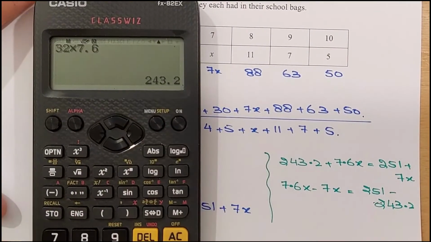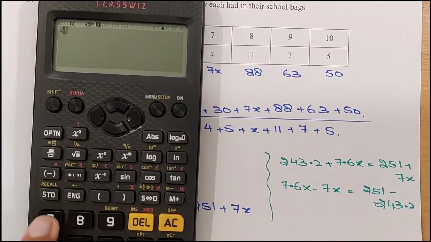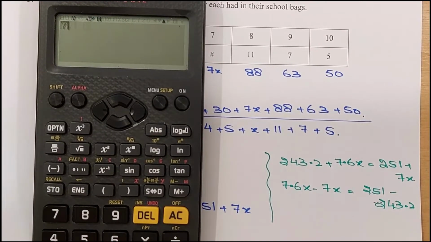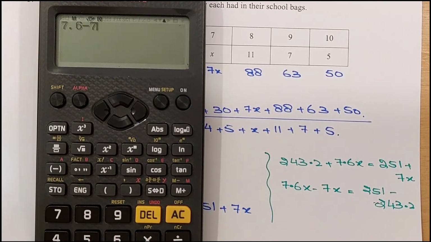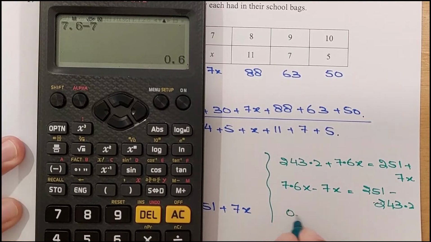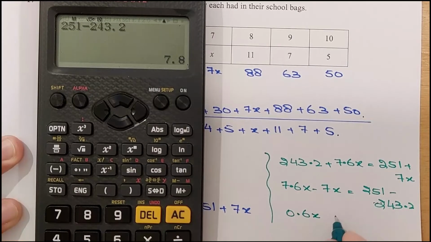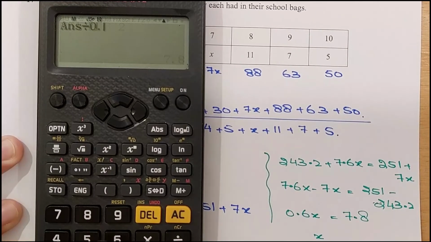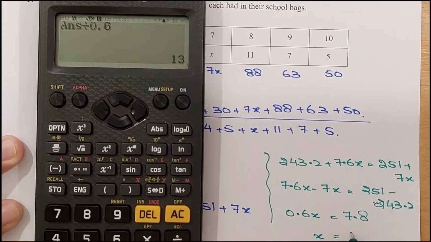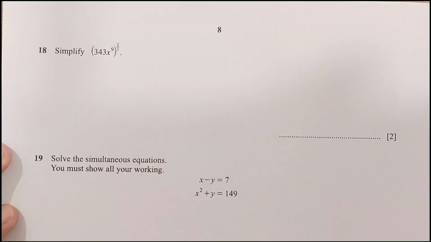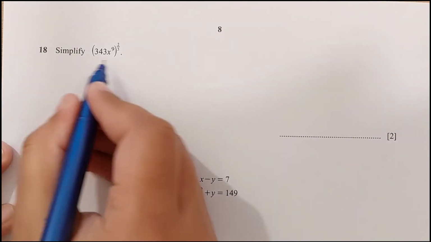Right, so 7.6 subtract 7 is 0.6x, and 251 minus 243.2 is 7.8. So what is x? 7.8 divided by 0.6. x is equal to 13. Right. Question number 18, simplify this.